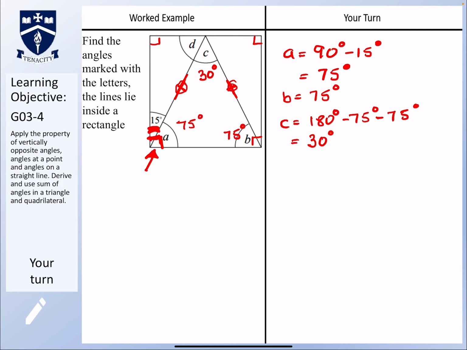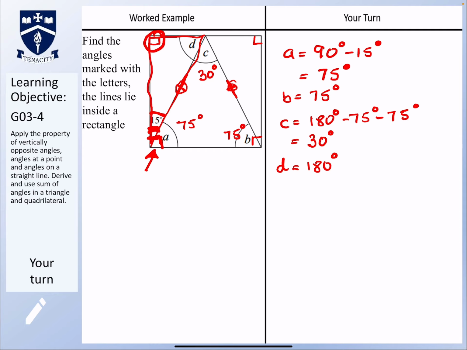And angle D, the final one. Now, I have an angle of 15 degrees here. I have an angle up here that is a right angle. Now, when I'm looking at those, I know that angles in a triangle add up to 180 degrees. And I have a triangle here. So split the problem into smaller problems.